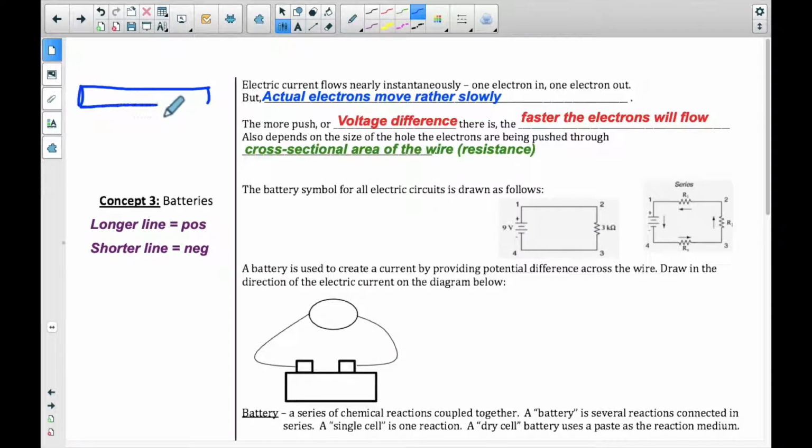Let's say this is your wire, and let's say you have electrons flowing through your wire. As it is now, there's no potential difference, so they have no reason to flow. But once you complete the circuit, so you flip on the switch or whatever, then that allows these to start flowing. And it flows instantaneously, one electron in, one electron out. In other words, when you turn on your light switch at home, the lights turn on pretty much instantaneously.